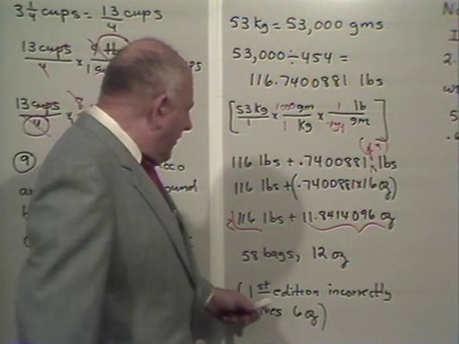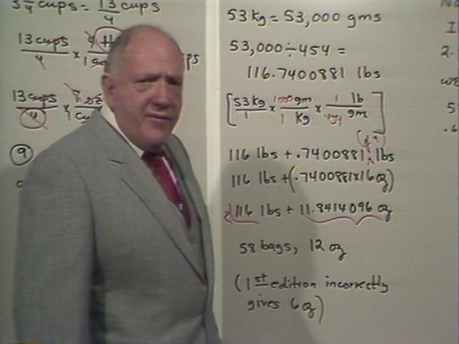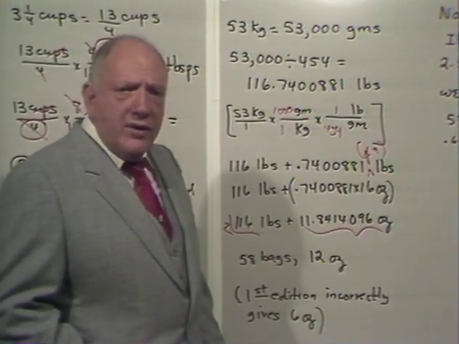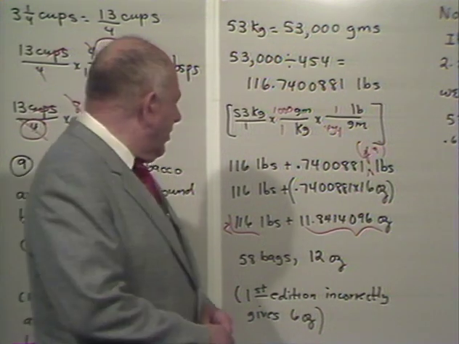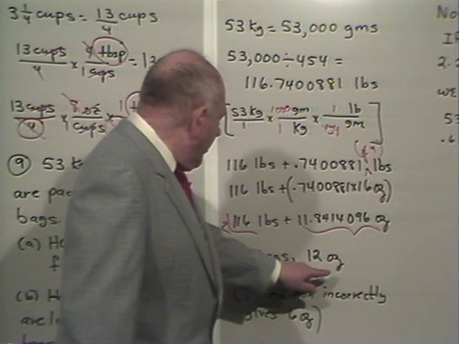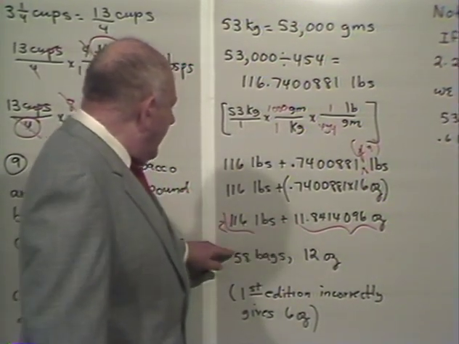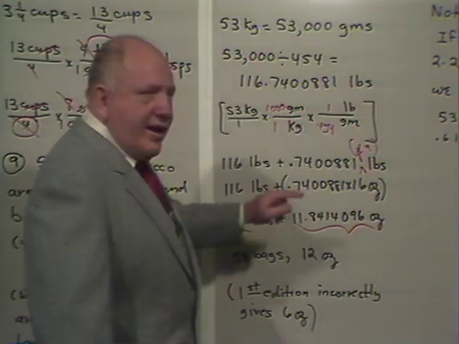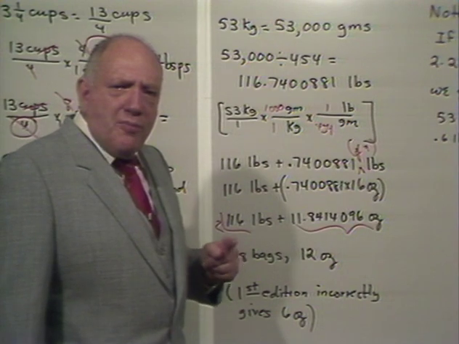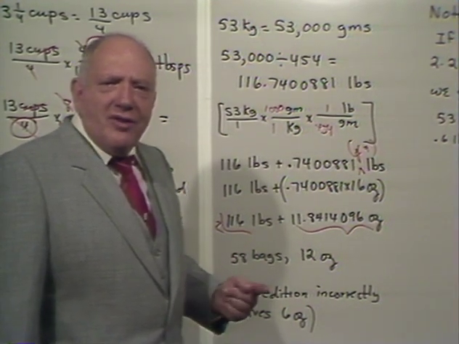In the first edition of the study guide, the answer, instead of giving 12 ounces, gives 6 ounces. And do you know what I did? I was thinking of a different problem when I was working this thing out. I took the 116 pounds and 12 ounces and divided that by 2. And that gave me 58 pounds, 6 ounces. I was thinking 2 pounds per bag, but what problem did I solve? Basically, I solved a much easier problem.